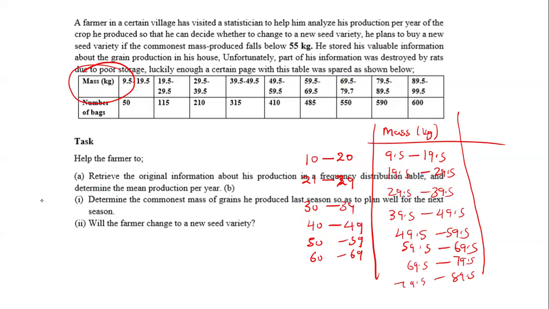Then another one I saw, number 2, when they tell you to determine the commonest mass. Now you need to know that when they talk about commonest, they are referring to the mode, because something that is common is the mode. So when they say determine, you need to come to your mind that here they are asking me to calculate the mode.